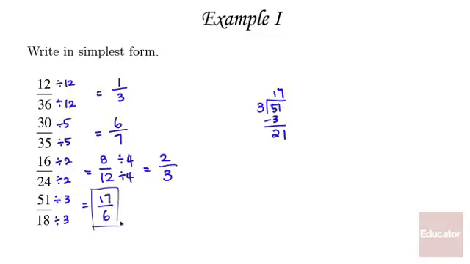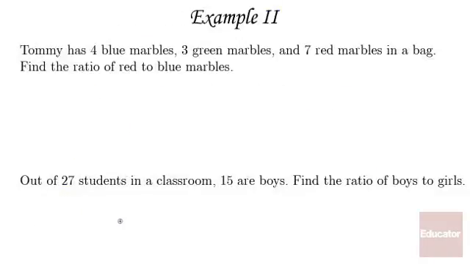Okay. Next example. Tommy has 4 blue marbles, 3 green marbles, and 7 red marbles in a bag. Find the ratio of red to blue marbles. Okay, so 4 blue, 3 green, 7 red. We want to find the ratio of red to blue. So the ratio is going to be red to blue. How many red do we have? 7 to 4 blue. Okay.